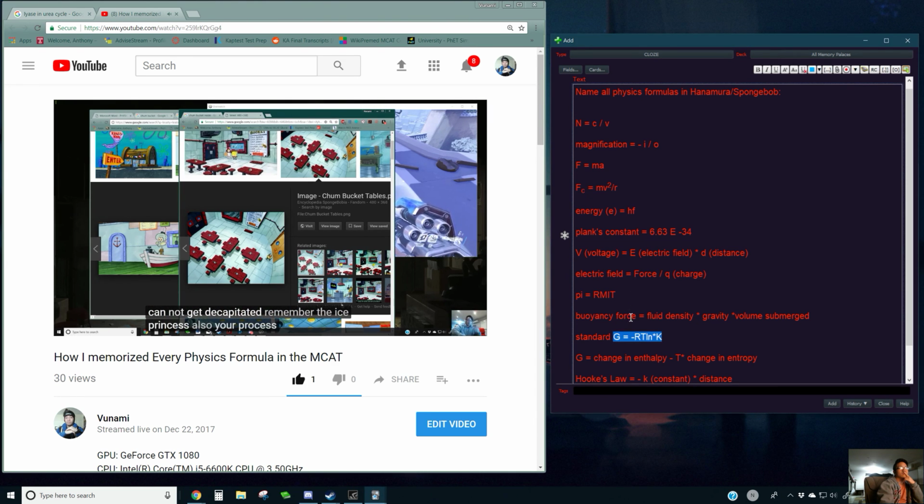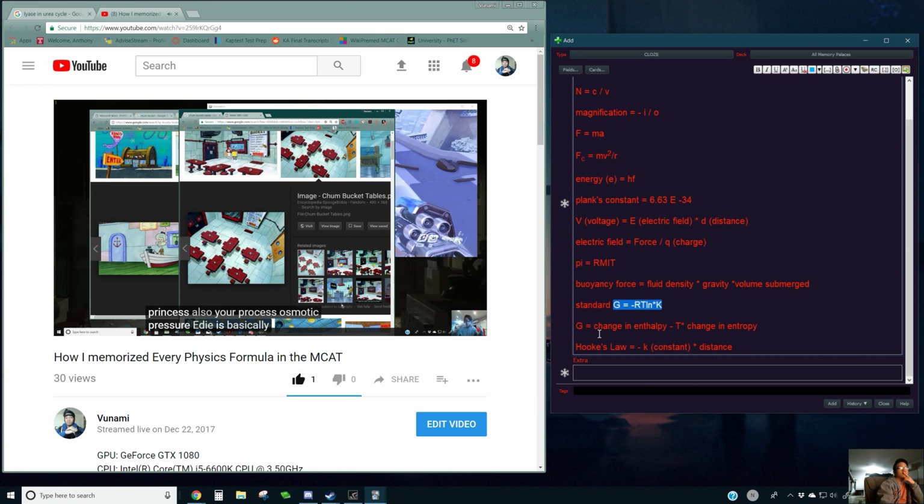Remember the iceberg test? Also Colossus, oxygen pressure. Ed is basically not decapitated, but he's husky, right? Remember he's walking husky with electric field, right? And voltage is also equal to, let's see, so electric field is equal to the force that he grabs onto over the charge that he tripped over, right? And before that, voltage is equal to Ed, ED. And then before the electric gun shot is to hit Ed.